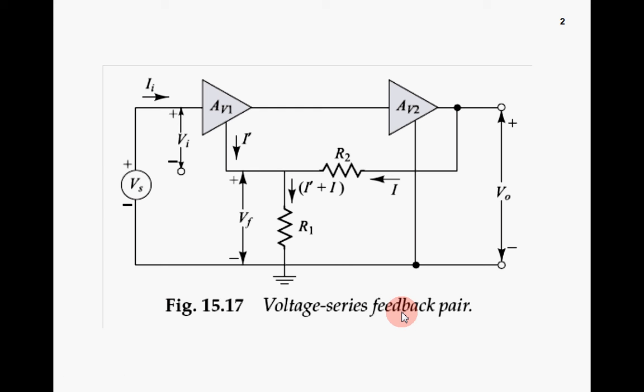Now, since it is a voltage series negative feedback, the input resistance of the complete amplifier will increase. Similarly, the output resistance of the amplifier will decrease, and the voltage gain of this complete amplifier will be stabilized. Because of what? Because of the negative feedback.